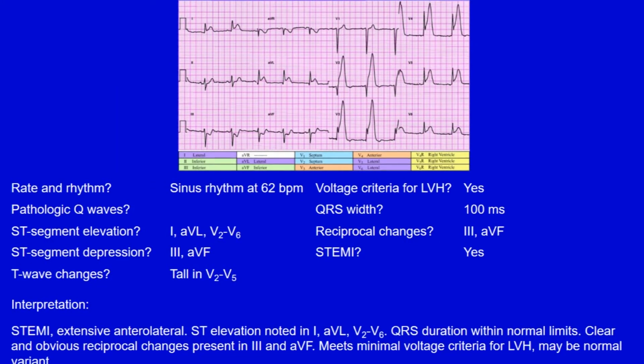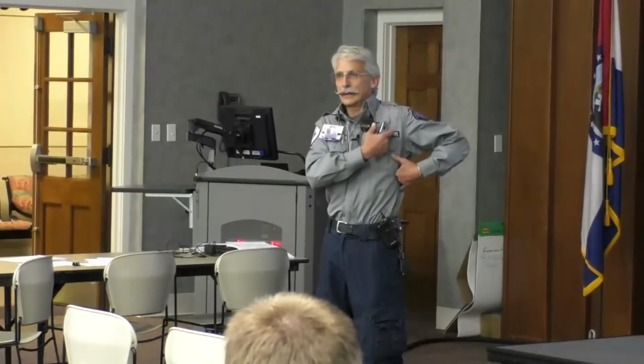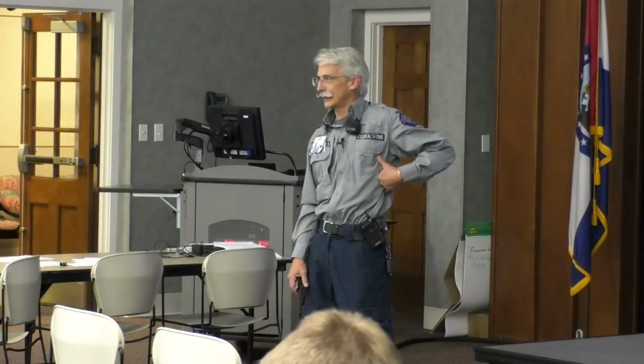So you have V2 through V6 with ST elevation, and V2 through V5 have T waves that are pointed. Okay? This is a very early sign, so we got a real good chance to get this person out of this with very little damage to their heart. And we also have 1 and AVL. So think about this. We have V1, 2, 3, 4, 5, 6 and AVL. We have the entire left side of the heart with an MI going on.